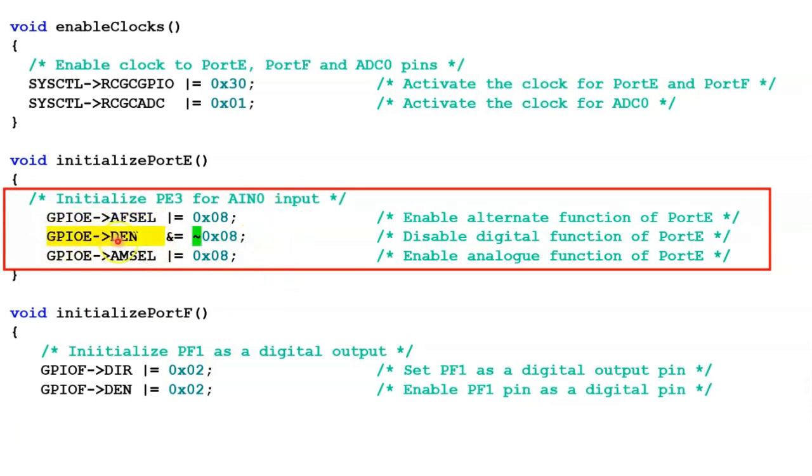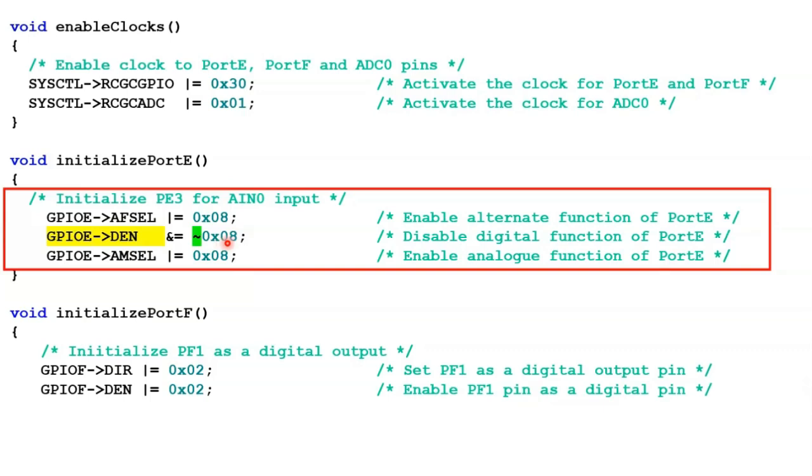Now we come to this statement here, and this here is the digital enable register for port E. Each bit in this register enables or disables the digital function for a corresponding pin. Now if we look at this hex value here, we notice this symbol here. This is a bitwise NOT operator.